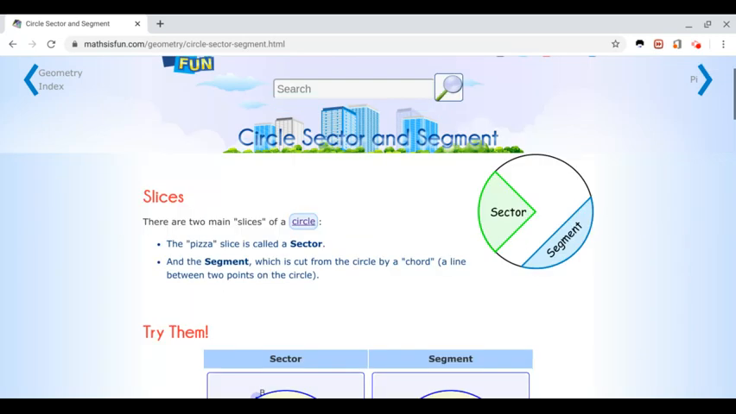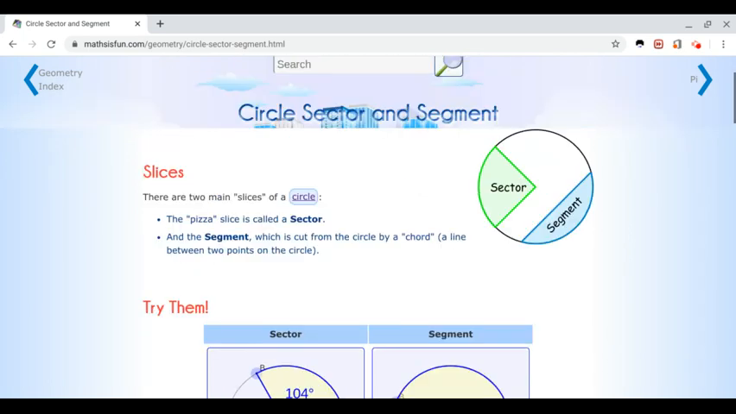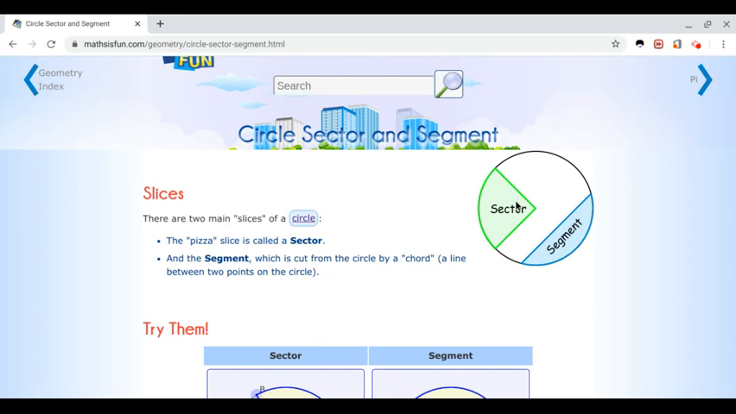So in this video, I wanted to just go ahead and explore this with you guys so that you can check this out on your own. But here we have this circle, and in this circle, we're going to be talking about different types of slices. There are two main slices of a circle, and we have the pizza slice, which is called the sector, which is this portion here. You can think of that sort of as just a regular slice of pizza. It's being cut and then the sides are created by the radius of the circle.